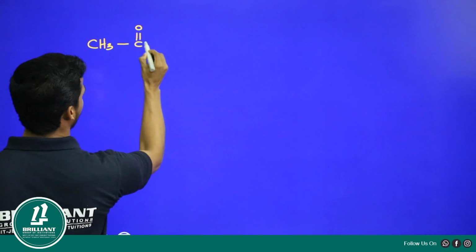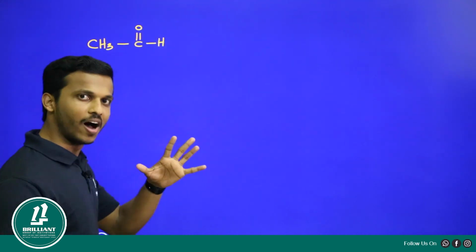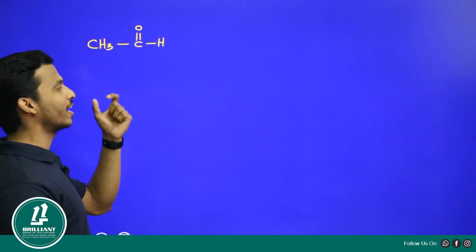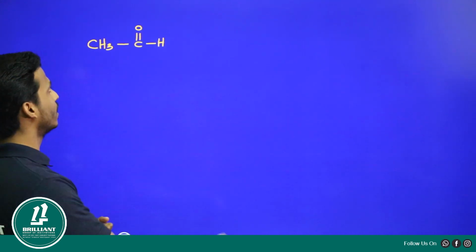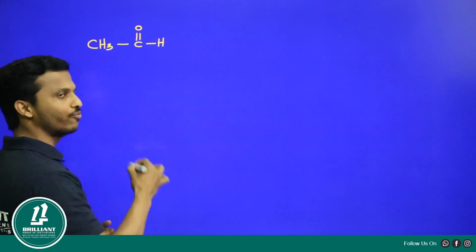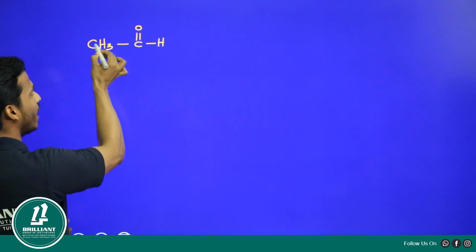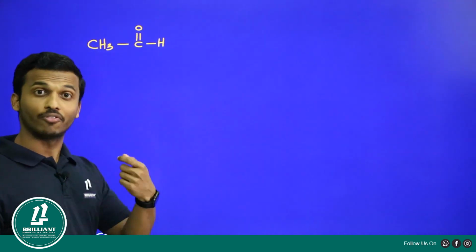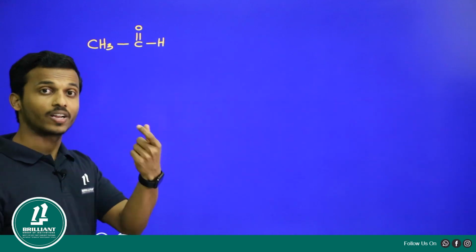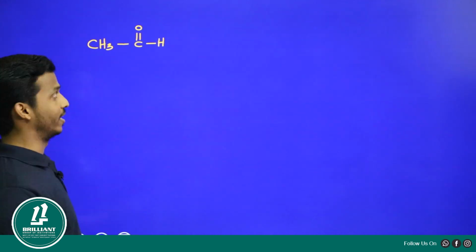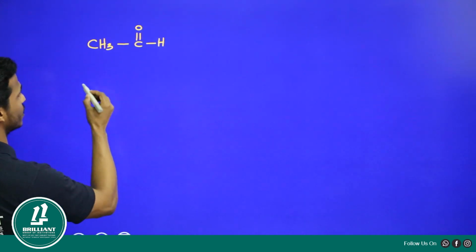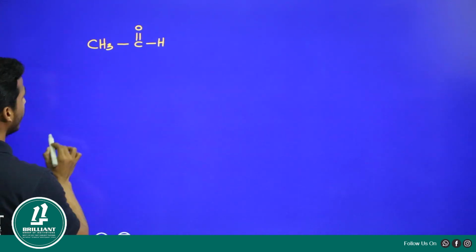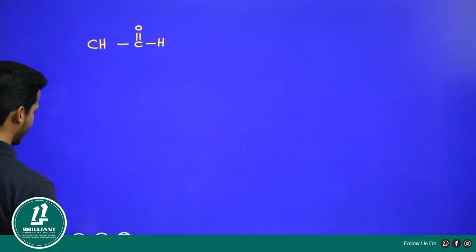CH3CHO. You know what this compound is? Ethanal, a two carbon aldehyde. Does it contain alpha carbon? Yes. This CHO is the main functional group, and the nearby carbon is said to be the alpha carbon. The alpha carbon's hydrogen is said to be alpha hydrogen. So here we have three alpha hydrogens, right?